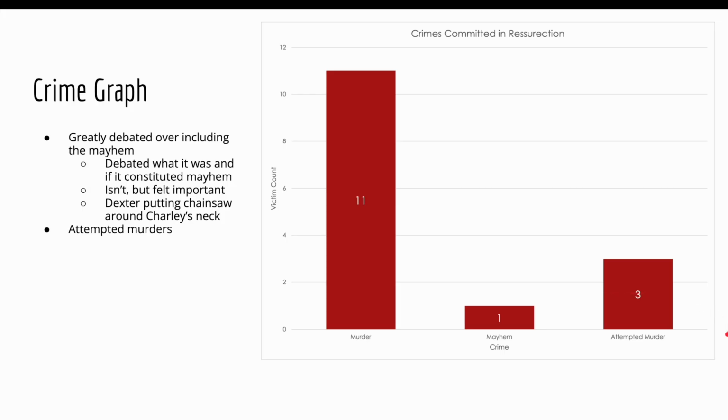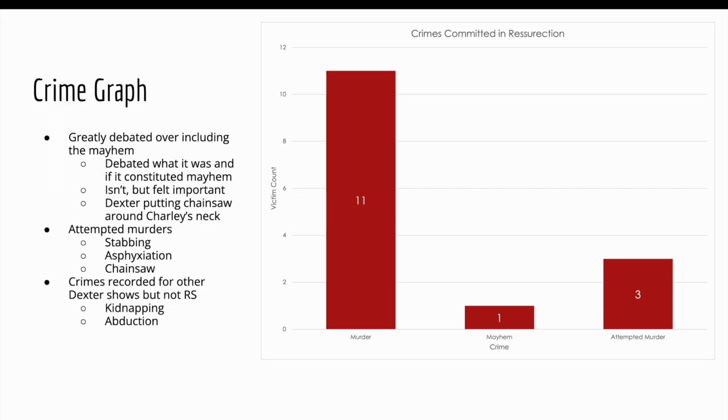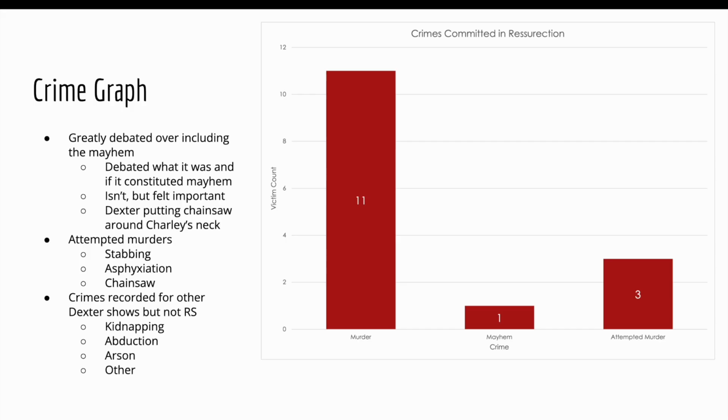Anyway, the 3 attempted murders, the cause of death for attempted murder, would be stabbing, asphyxiation, and chainsaw, one of each. As I said, there is a much larger pool of crimes that I could have pulled from. So the crimes recorded for other Dexter shows, but not Resurrection, include kidnapping, abduction, the difference being kidnapping is under 18, arson, other, and not a crime, which was unique to Original Sin.